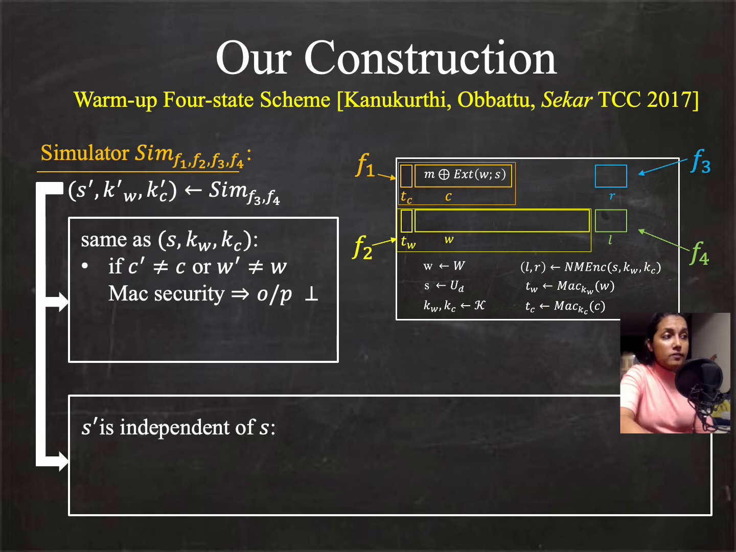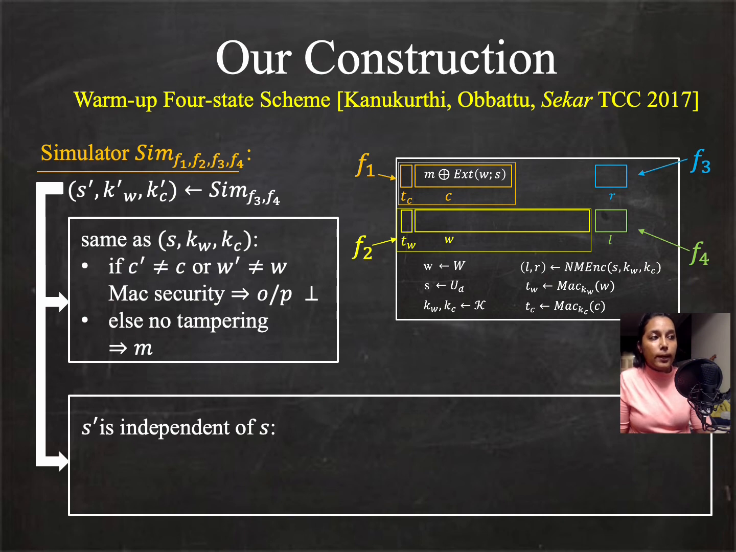Thus, in this case, you cannot have this, which means that there was no tampering that occurred and hence your output would be M. So this is how we handle the same case.